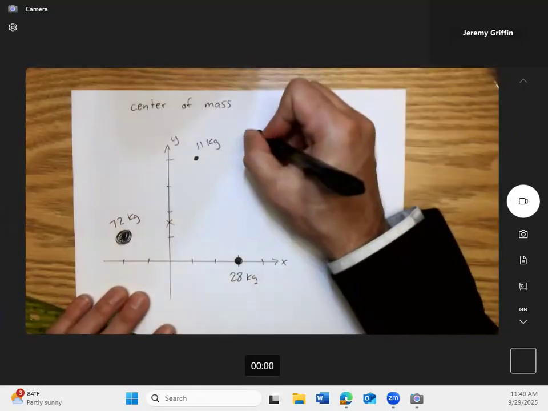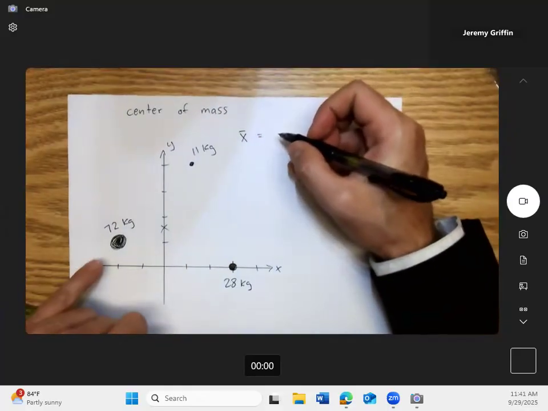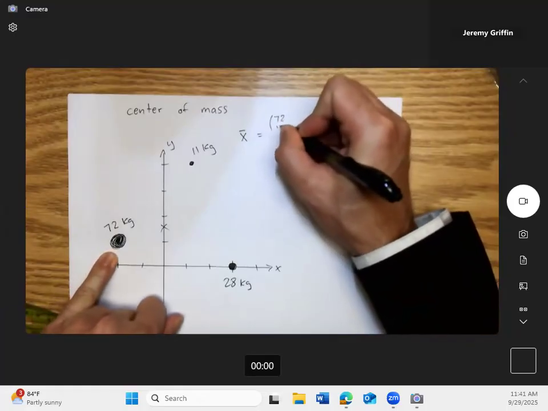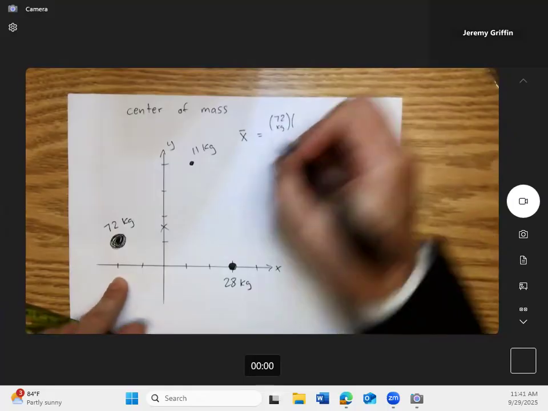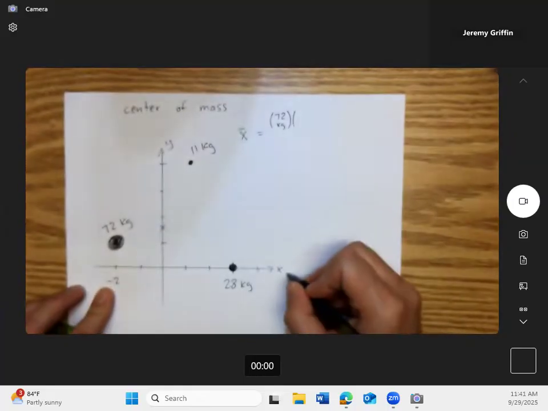So for x bar, the average x value, let's do mass times location for each one of these three. The 72 kilograms times, could this be at -2 location? Maybe could this be in meters?